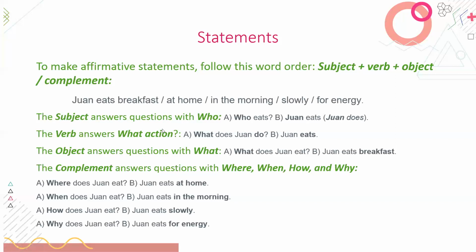If you want to express all this information in a sentence, you can use this word order for the complement: where, when, how, and why. Sometimes the complement for how may change its place. So you can do some research on how to express this kind of complement. But this is the normal or common word order.